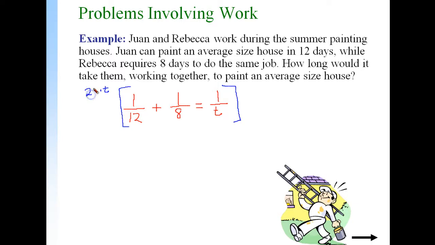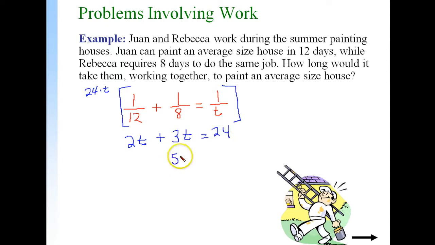So 24 times t. All right, 12 goes into 12 once. 12 goes into 24 twice. So we have 2t times 1, which will be 2t. Now 8 goes into 24 3 times. So this will be 3t. And t goes into this 24 times. That's all that's left. So the t's cancel out, and you're left with 24.